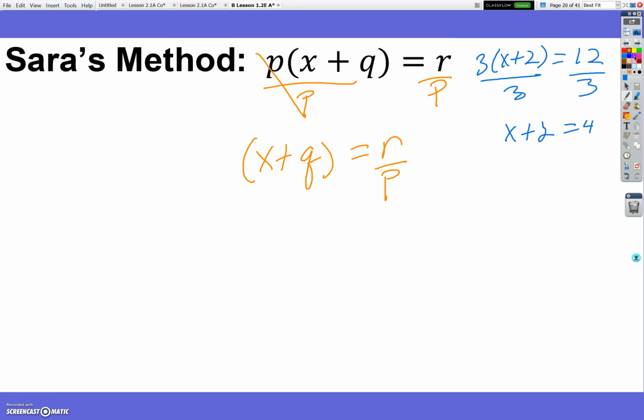Her next step here, which I'm going to do in purple, is I would minus 2 on both sides to get x equals 2. Which means my next step, I need to do subtraction as well. And I would minus q on both sides to get x is equal to r divided by p minus q. And the steps should follow exactly the same.